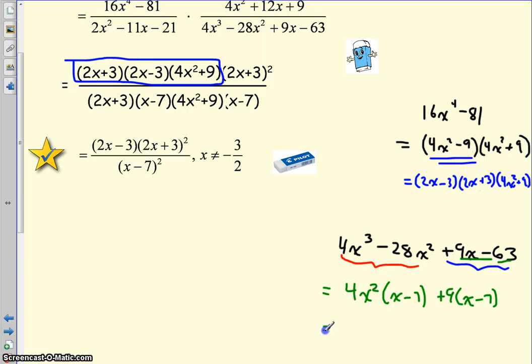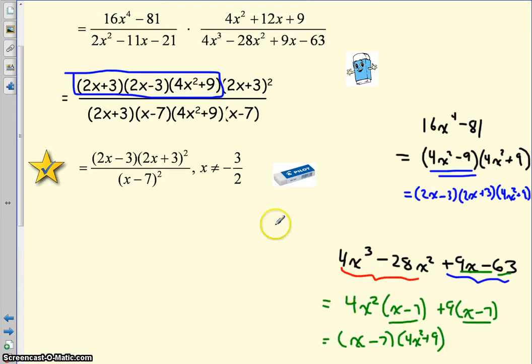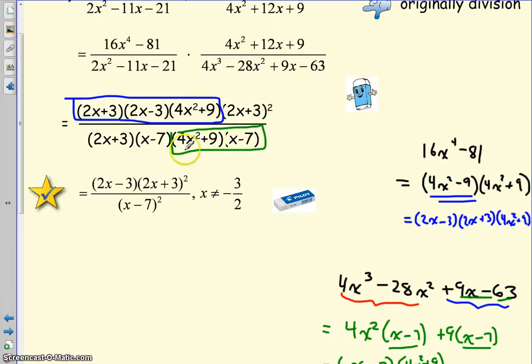So this is going to factor into, you see that x minus 7 is now a common factor from here and from here. And you have 4x squared plus 9 left over. Okay? So that's where this last part of the factoring came from as well. So now at this point, just cancel as much as you possibly can. So I'll get out my purple marker here and see that the 4x squared plus 9s cancel. I have 2x plus 3s that cancel here, but nothing else cancels there. So I have 2x minus 3 and then 2x plus 3 all squared in the numerator, then x minus 7 in the denominator, so it becomes x minus 7 all squared.